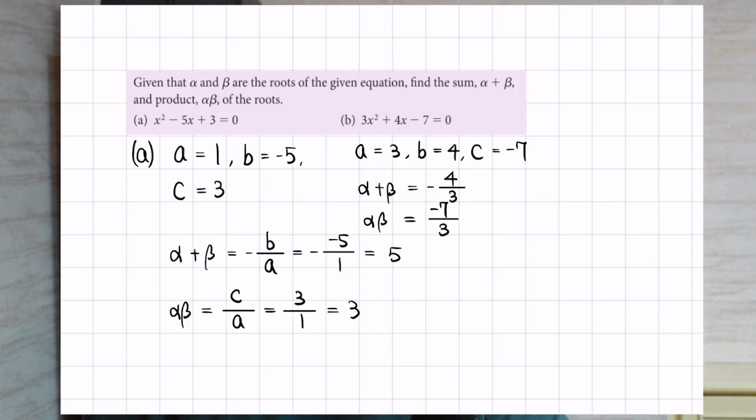This is how you find the sum and the product of the roots for a given quadratic equation, simply by identifying the values of a, b, and c, the coefficients of the quadratic equation. Let's move on to the next one.